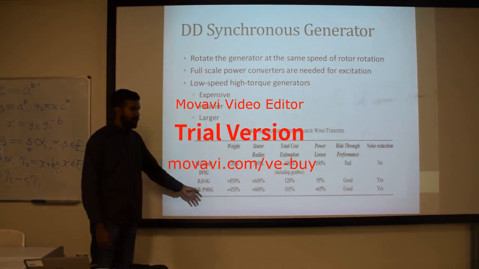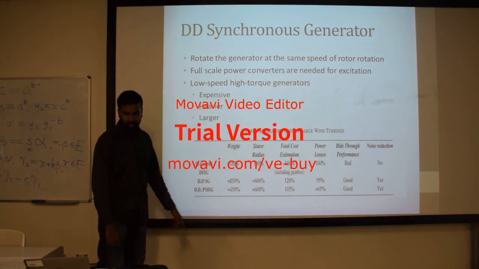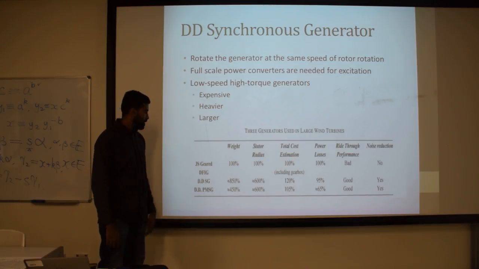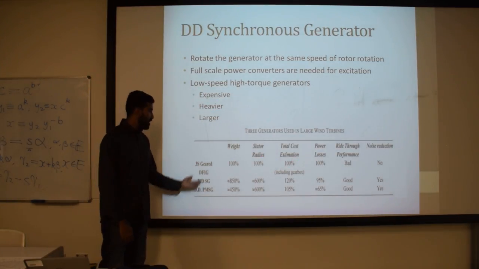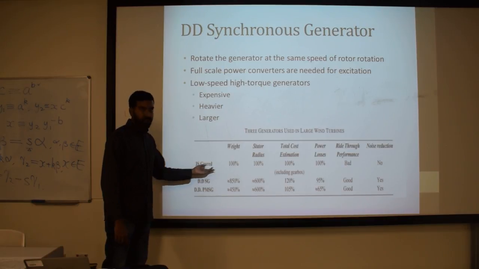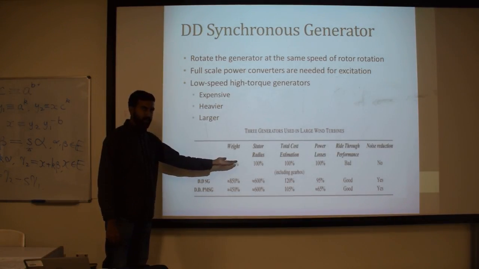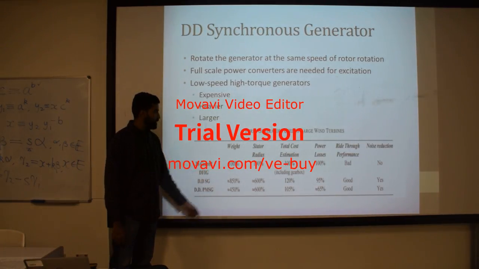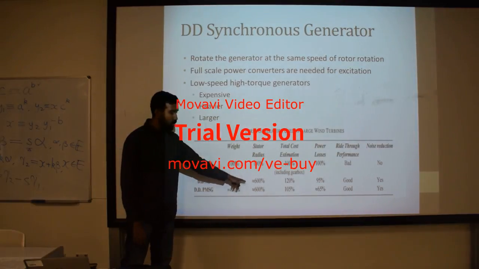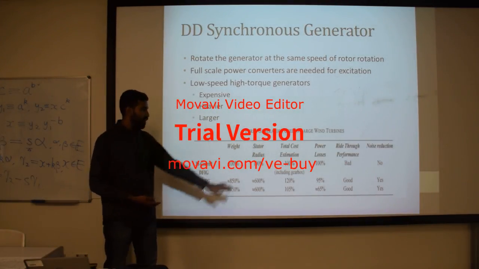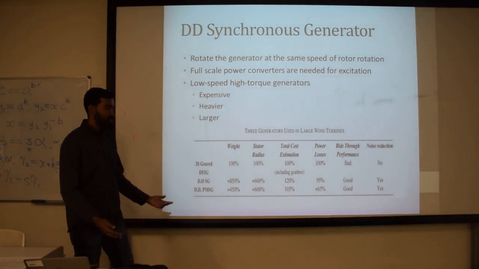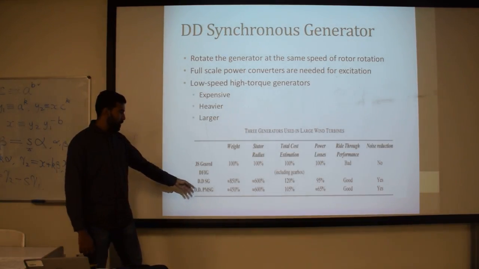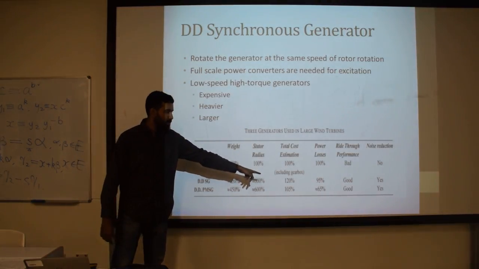So if we take a look at this table, we can see that direct-driven synchronous generators and direct-driven permanent magnet synchronous generators are compared with the DFIGs. If we say that DFIG is a standard model and make everything 100%, we can see that the direct-driven synchronous generator is 850% heavier and also 600% larger in diameter, while all the others remain almost the same, except for the permanent magnet generator, where the power losses are at 65%.